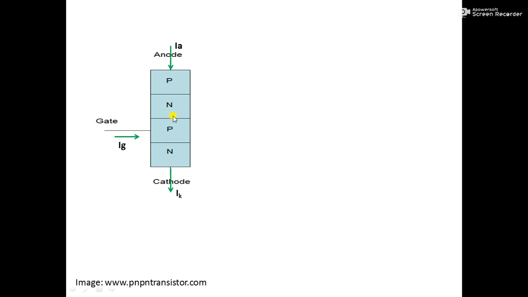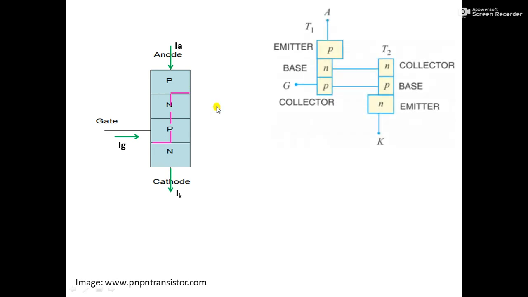Now what I will do is I will bisect these two middle layers, which is shown here by pink dotted lines. We have bisected these two layers. And now you can see you have one part here PNP, which forms one transistor PNP, and this side you can see NPN, which forms the second transistor NPN. So thus here it forms two transistor model of SCR. This is how it will be shown with PNP, that is emitter base collector of one transistor, and this is second transistor NPN with collector base emitter.